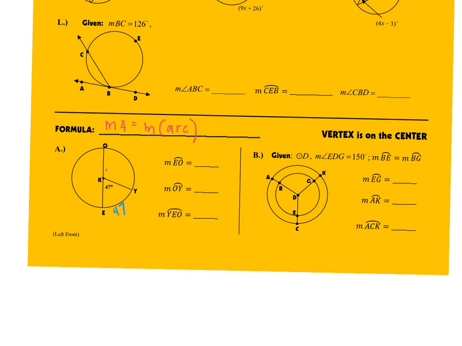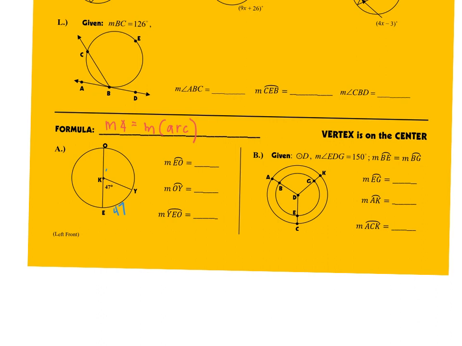All right, so we're going to start with a quick review, and we are on the GOLD Foldable, and we are at the bottom, which says left front, just to give you an idea of where to look for this. And we are looking at problems A and B when the vertex is on the center.